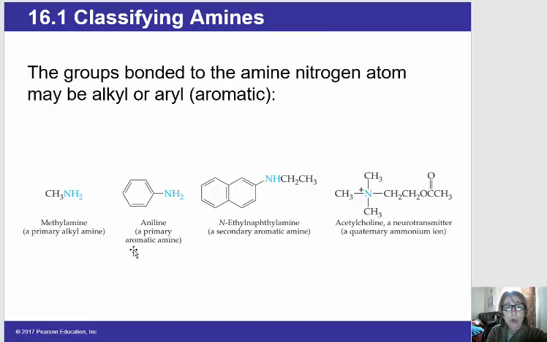Now, the carbon-containing groups that are bonded directly to the amine nitrogen can be alkyl, as in this case, methylamine. It can be aromatic, as in the case of aniline or N-ethylnaphthalene or naphthalamine. And also that carbon-containing group can have another functionality. So here we have an example of acetylcholine, where we have a quaternary ammonium ion, and one of the organic groups directly bonded to the nitrogen has an ester functionality.